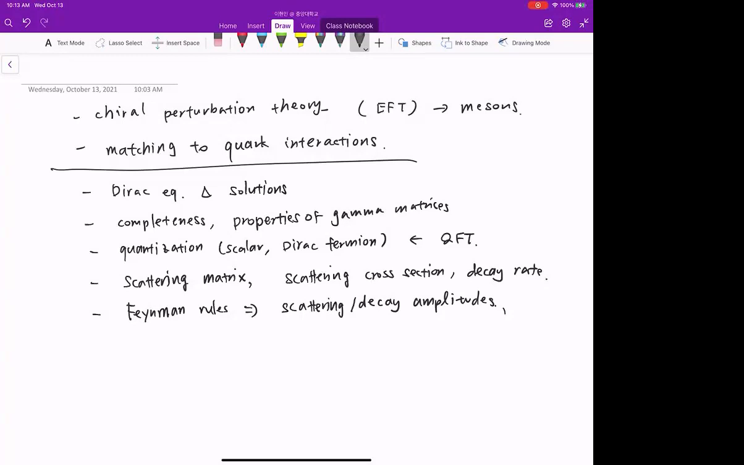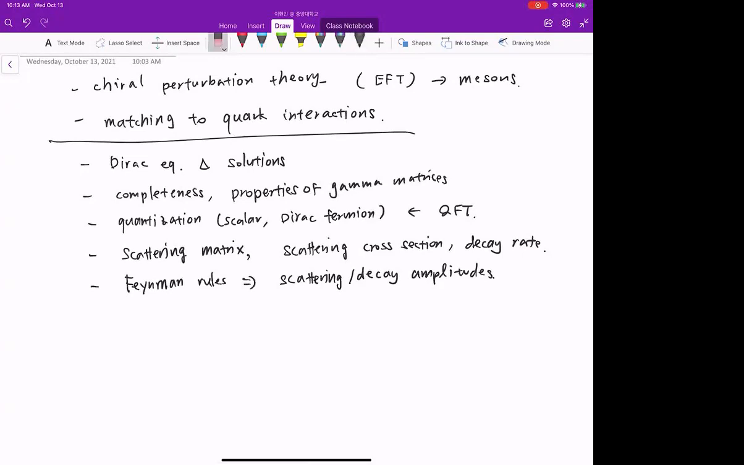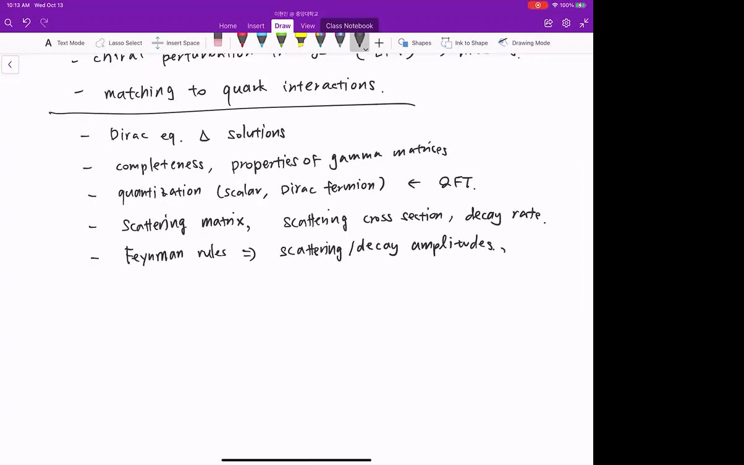And I will take a few examples like decay process and scattering process. For the scattering process, I will sketch the basic formalism, and the detailed calculations maybe I can omit, I can just show you the result. And then I will tell you how to compute, like a Lorentz contraction, etc.